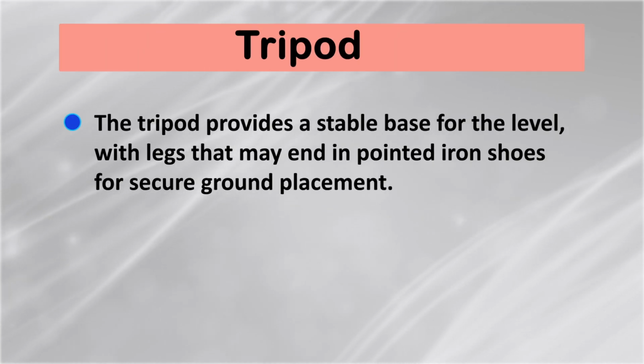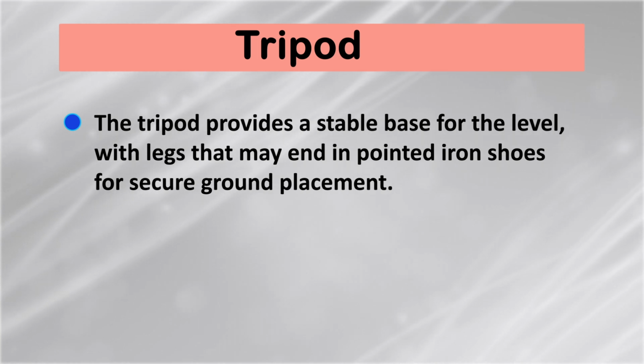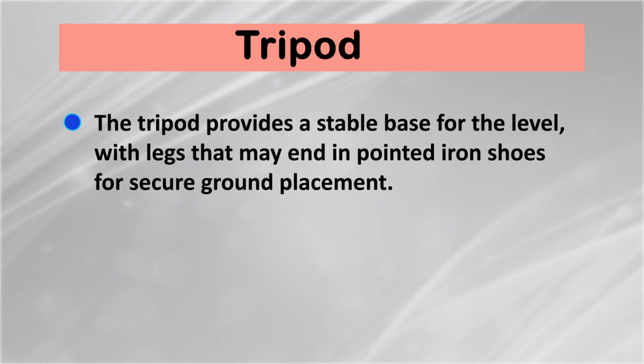And the tripod provides a stable base for the level, with legs that may end in pointed iron shoes for secure ground placement. The tripod's head features a screw to which the leveling head's trivet attaches, ensuring the level is securely mounted and stable during use.